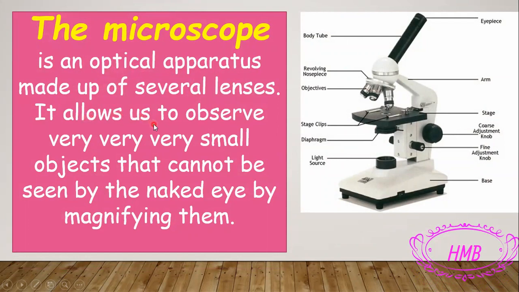It helps us to observe the very, very, very small objects that cannot be seen by the naked eye. Naked eye means directly. So if I want to see, for example, my cells or a bacteria that is around me by my eyes, I cannot see it. So how does a microscope work? It magnifies the tiny things. Magnifies means that it makes them bigger so that I can see them.